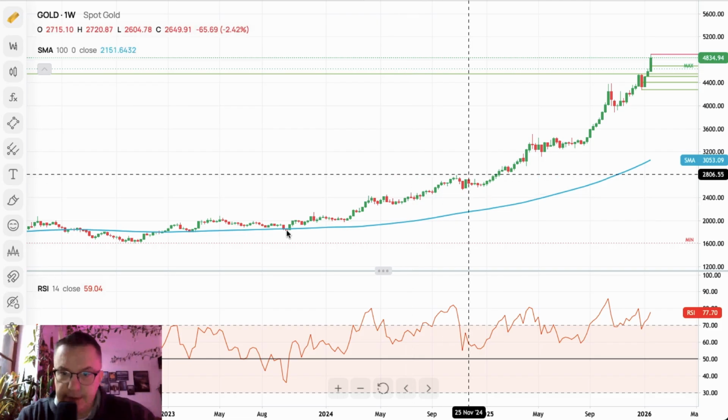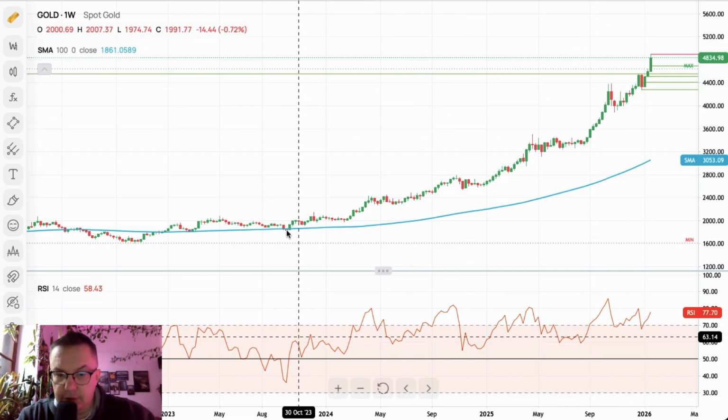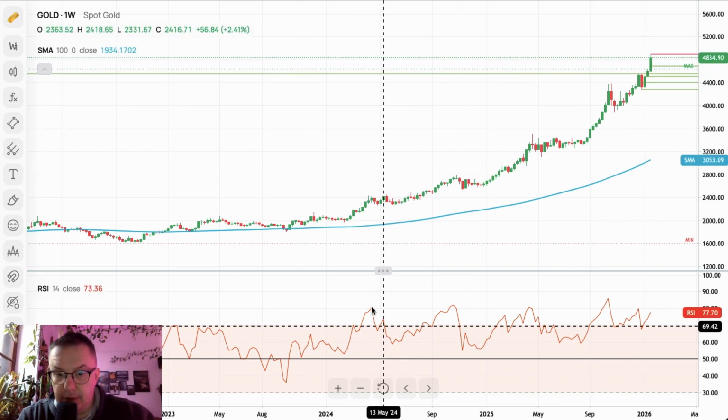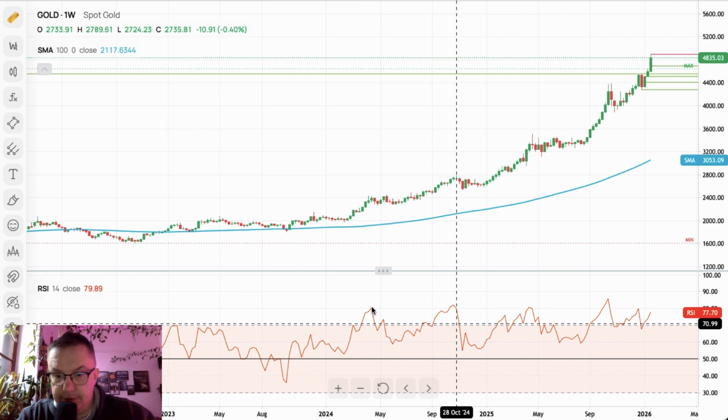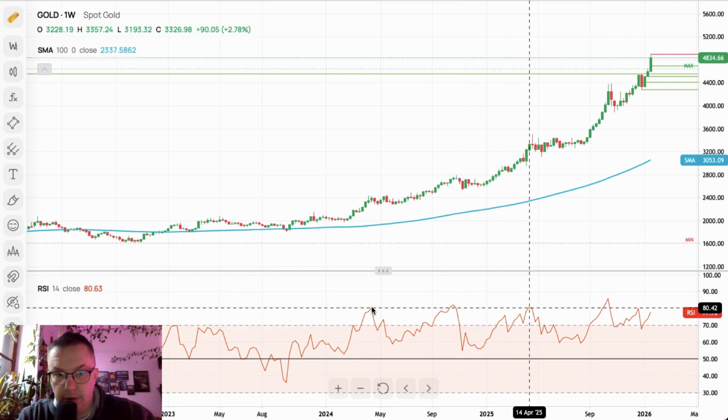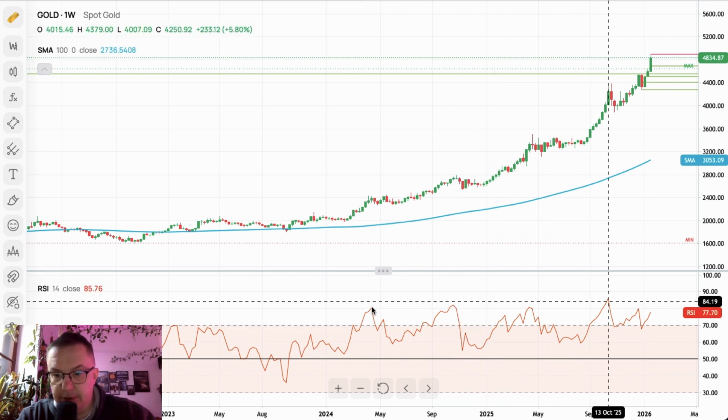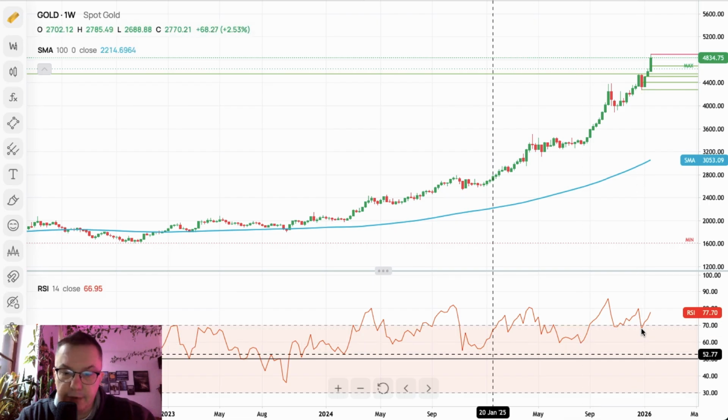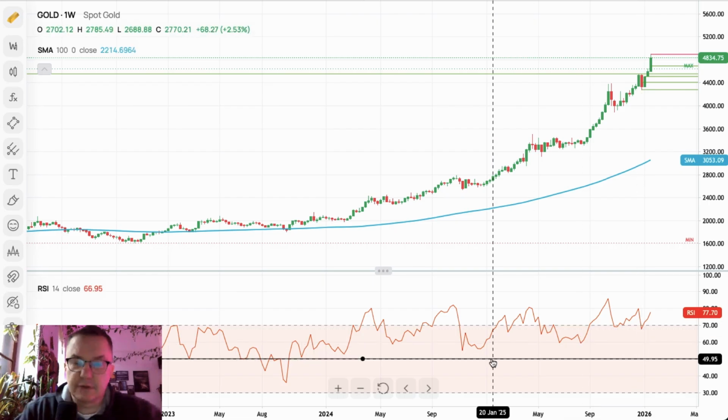Since there, the market keeps trading higher, and when momentum goes to the extremely overbought conditions, pullback, overbought conditions, pullback, overbought conditions, pullback. It never goes below the level of 50 on weekly, so the long-term trend on gold is definitely up.